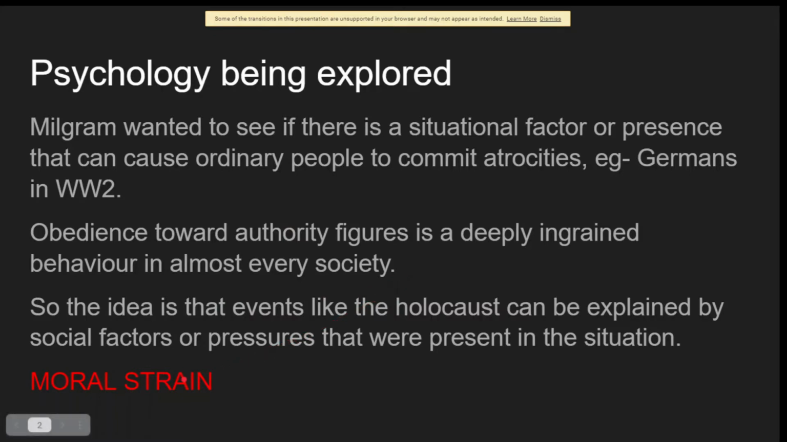And morals, we're also going to be discussing moral strain. Moral strain is when you're doing something against your own principles. You're still doing it, but you are in conflict with yourself.